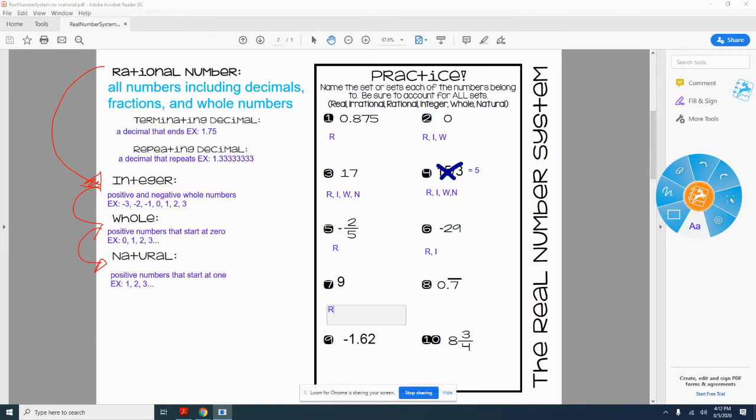Okay, so 9, it's rational. It is a positive whole number, so it is an integer. And it is a positive whole number starting at 0, so it is a whole number. And it is a positive number starting at 1, so it is a natural. So it is all of them. Okay, do number 8.